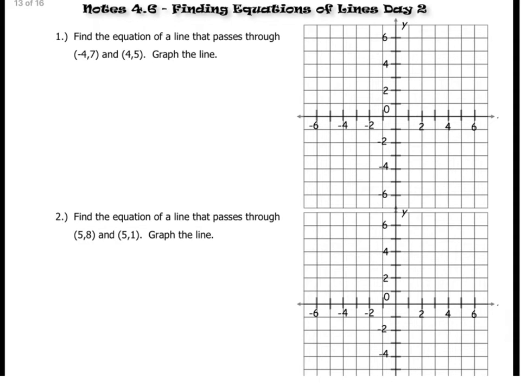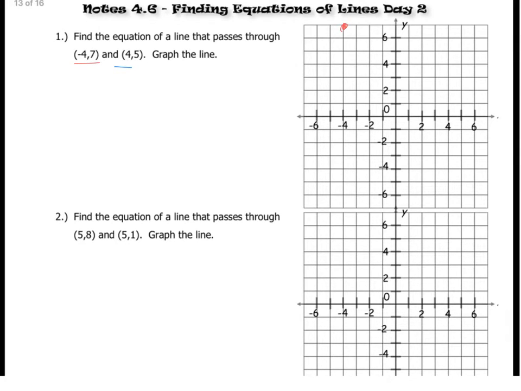All right, so this is our second day of finding equations. So this one, instead of giving us a slope, they give us 2 points to find. So the first point is -4, 7. So that is left 4, up 7. So there's our first point.